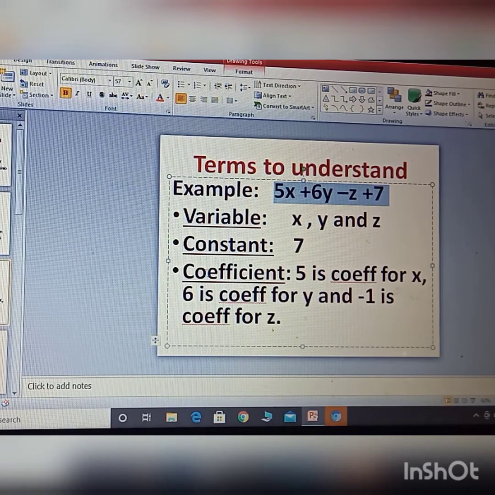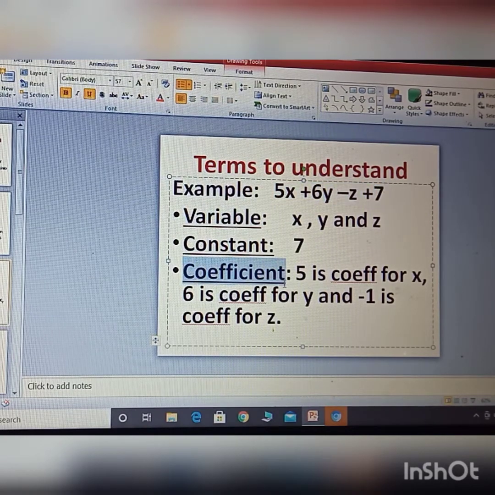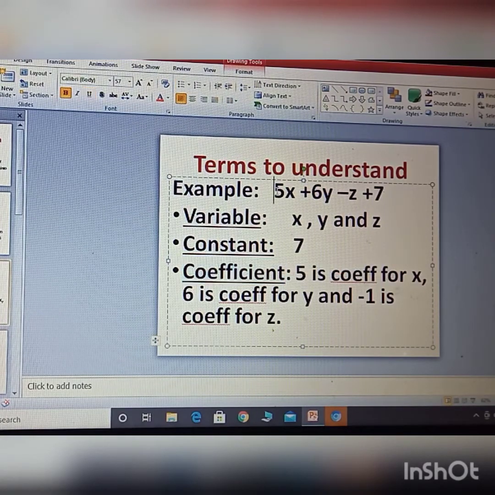Then the next term is coefficient. The third term, which is also very important to understand in algebra, is coefficient. Now in this case, let's move back. If you see the examples again, in 5x, 5 is considered to be the coefficient of x, and 6 is considered to be the coefficient of y. If someone asks you what's the coefficient of the letter z, you can see there is no number written. When there is no number written being multiplied with a variable, it's always 1, and with the negative sign, it is negative 1, which is the coefficient of z.